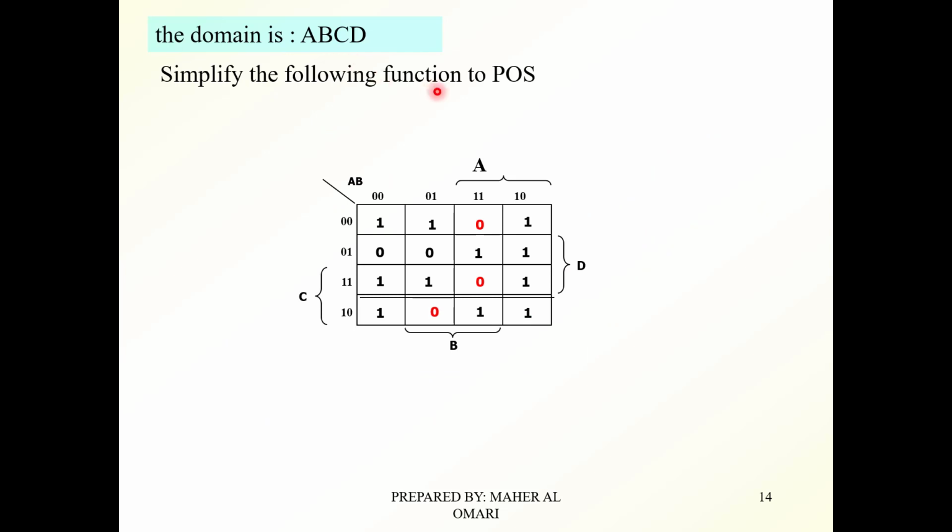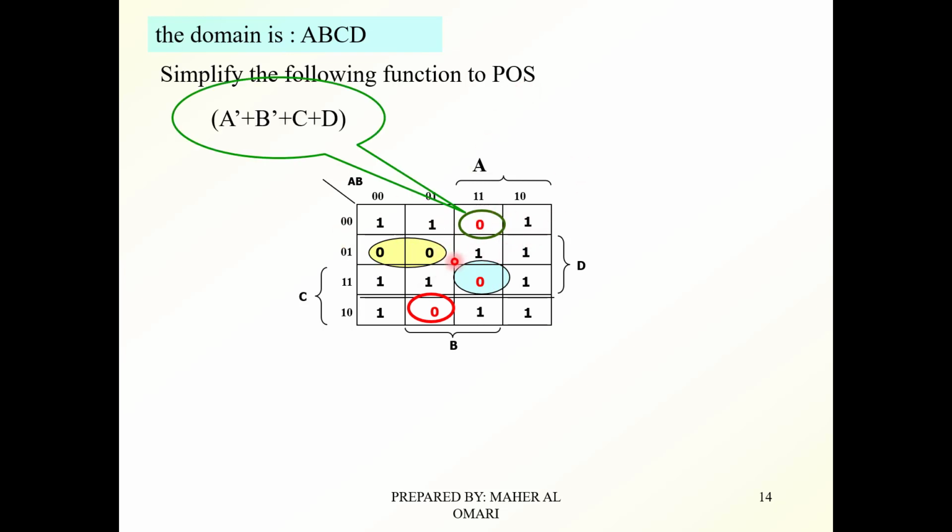Now, if we want to simplify the same function, but we want our answer in the product of sum, we make the grouping as this. We make the grouping for the zeros. So we have 4 groups. Okay, this here represents A bar and B bar and C and D. So we have it as a product of sum, A bar or B bar or C or D.